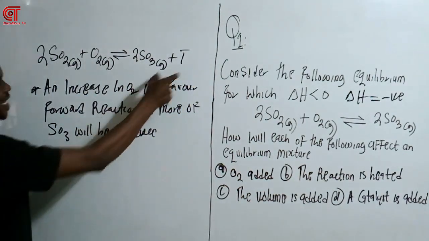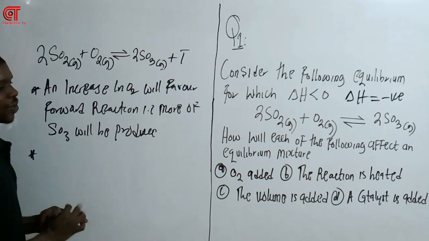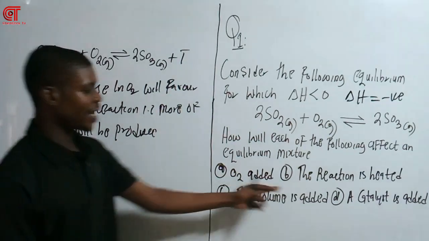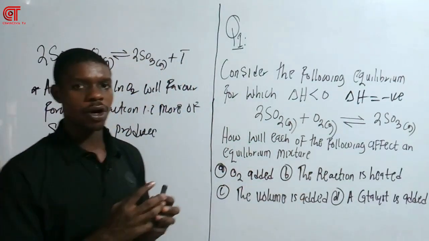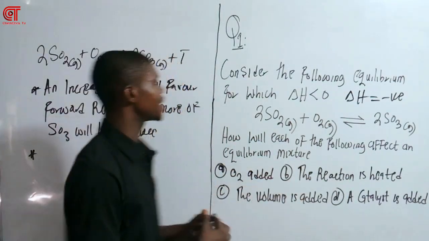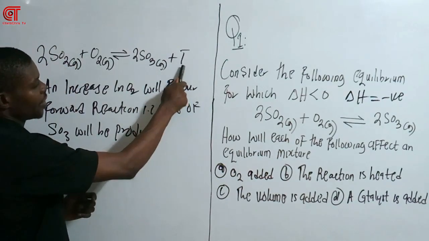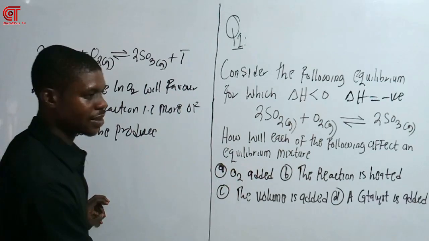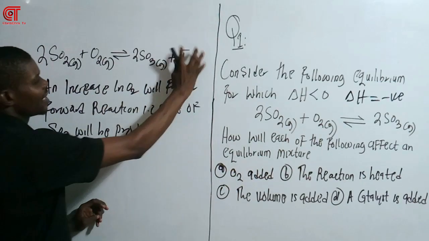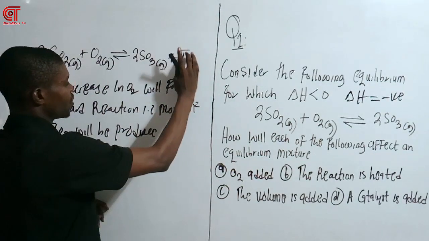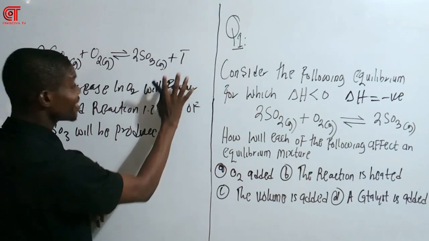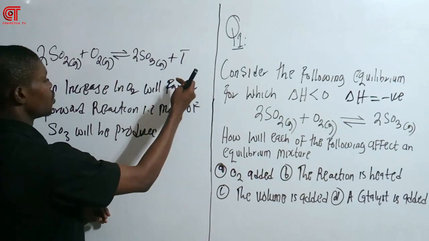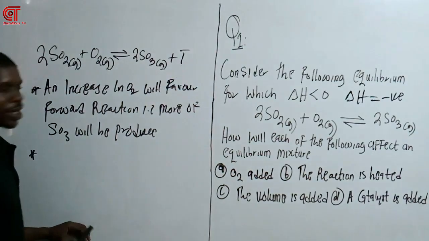So because it's an exothermic reaction, what happens if you increase the temperature or you heat it? When you say the reaction is heated, that is the temperature of that reaction is increased, right? Because heat is treated as a product here, if you increase it, you are increasing the temperature on the product side, so the reaction will move backward. You get that?